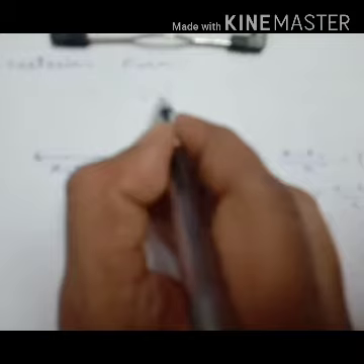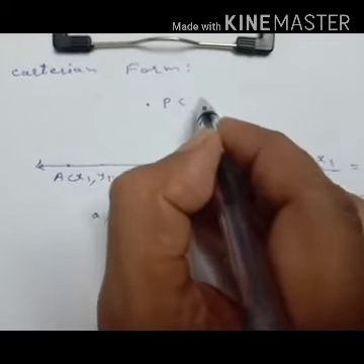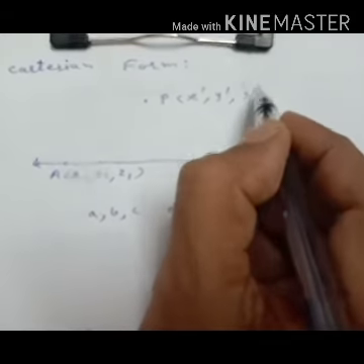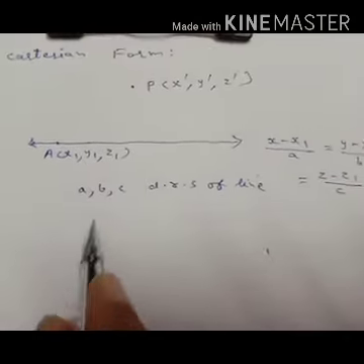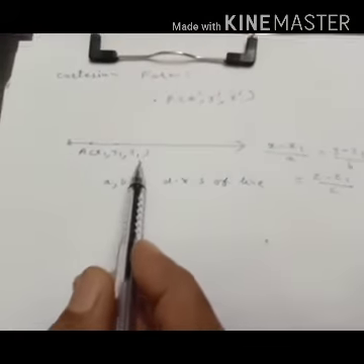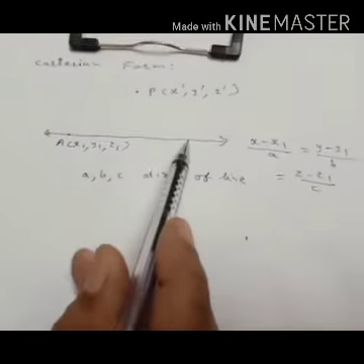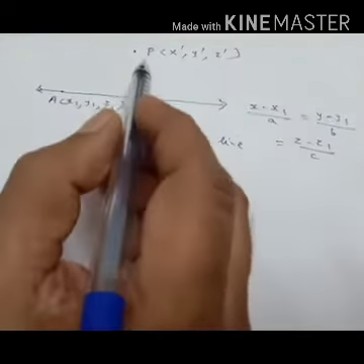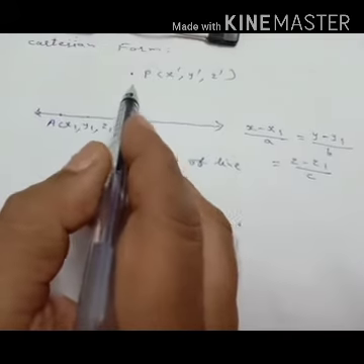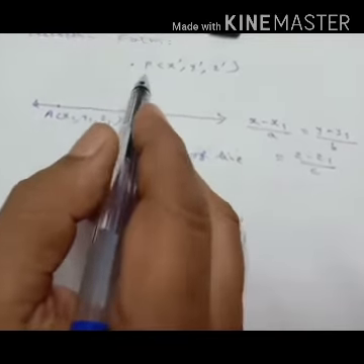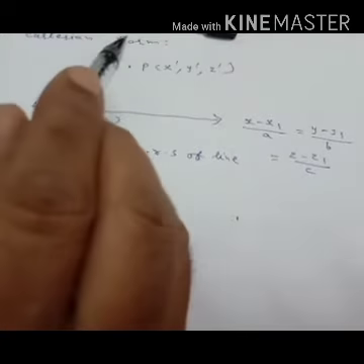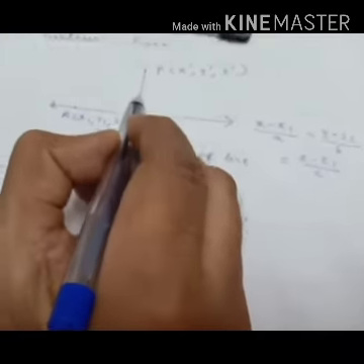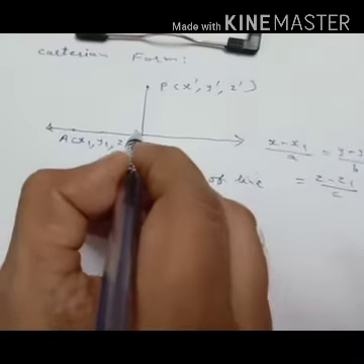Suppose P is any point outside the line, with coordinates x dash, y dash, z dash. If we know the coordinates of the point and the equation of the line in Cartesian form, then we can find the distance between the point and the line. At every point the distance will be different, but we have to find the minimum distance. So draw a perpendicular from the point to the line.